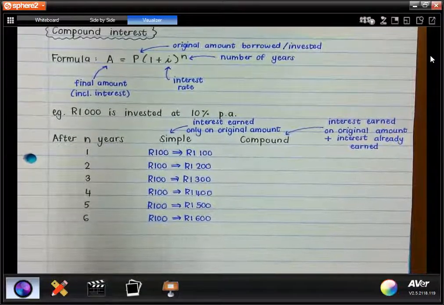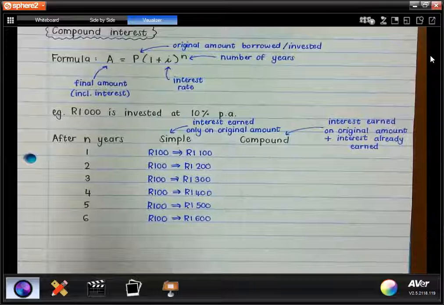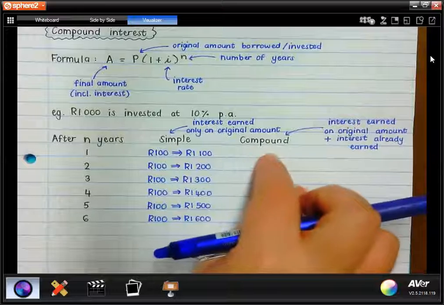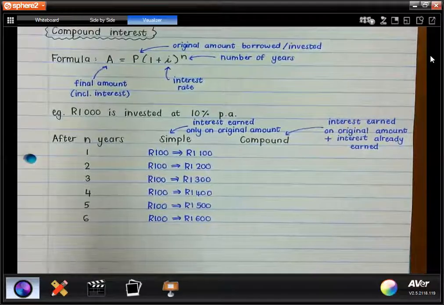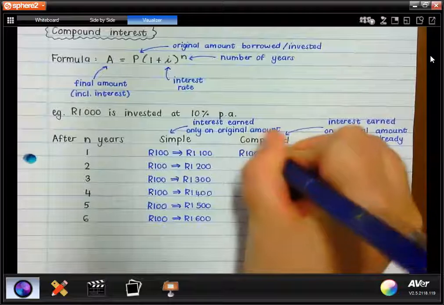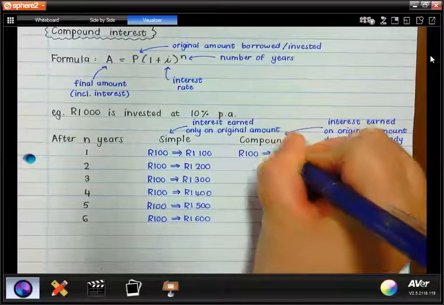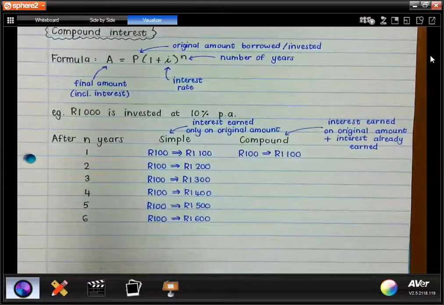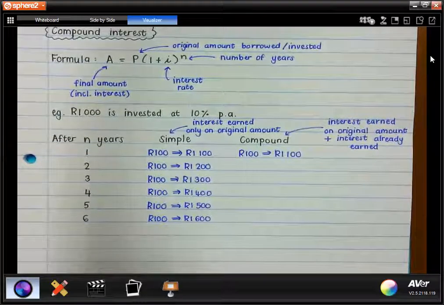Now let's see when we do compound. All right, so compound interest is earned on the original amount plus interest already earned. Now, after 1 year, there's just 1,000 Rand in that bank account. Okay, so we are just going to earn 100 Rand, which means that after 1 year, I'm still just going to have my original amount plus the 100 Rand.